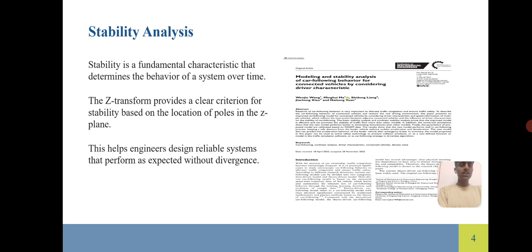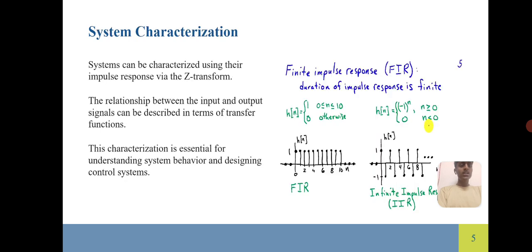So next is stability analysis. What is stability analysis? These are the main important things we have learned in this topic. Stability is a fundamental characteristic that determines the behavior of a system over time. The Z transform provides a clear criterion for stability based on the locations of poles in the Z plane. This helps engineers design reliable systems that perform as expected without divergence. So these are the important things that we have to learn in this.